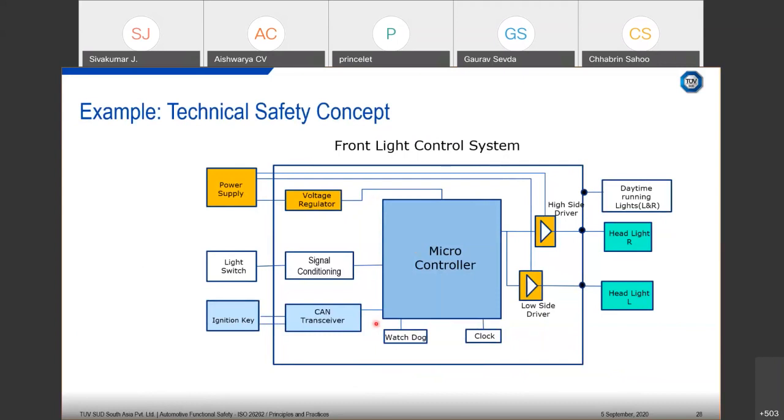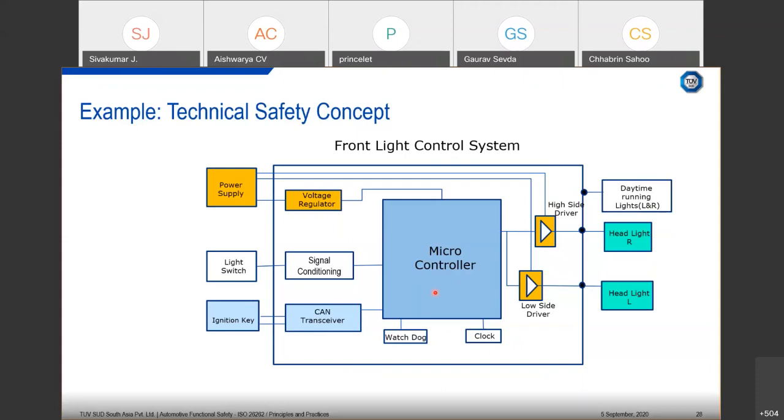It will typically look like this: power supply, voltage regulator, microcontroller, and maybe, if it is at a higher level, you may have another microcontroller also. And then the signal conditioning, where the input coming from the external world will be conditioned and then given to the controller. And then there would be an ignition key, some communication transceivers, watchdog, crystal clock, and also some driver circuits on the output side. So like that, you will have various analog and digital components in your technical safety concept.